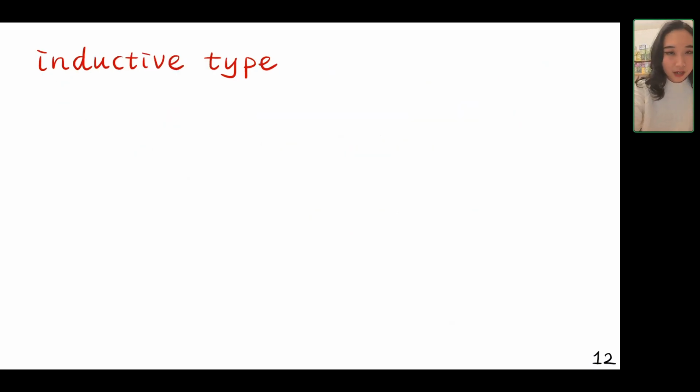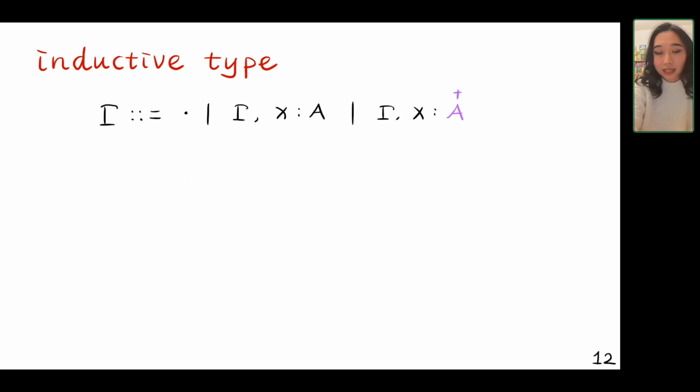So we need inductive types. And let's recall the syntax, the grammar for context. To incorporate the previous example of lambda x dot inc x, the Adam Chapala example, we are going to extend the grammar of context with this, saying this type could also be an output.